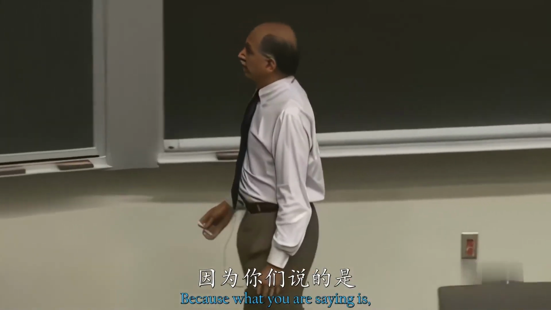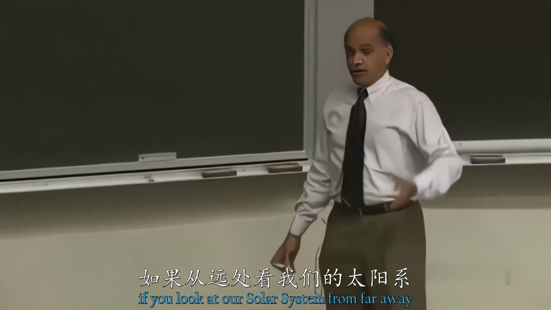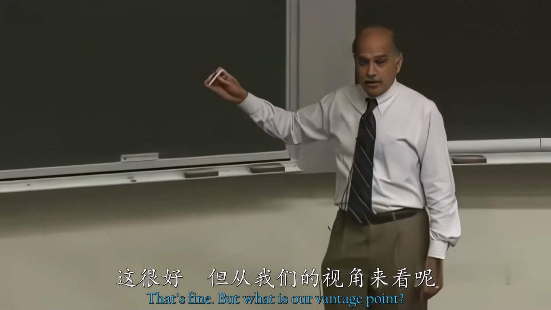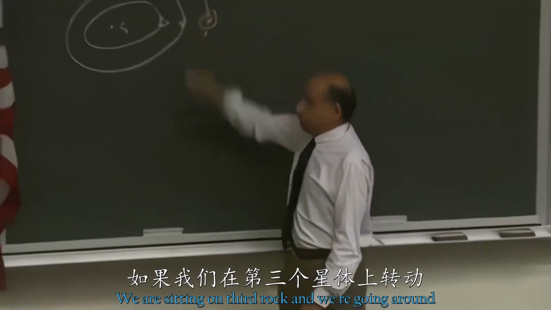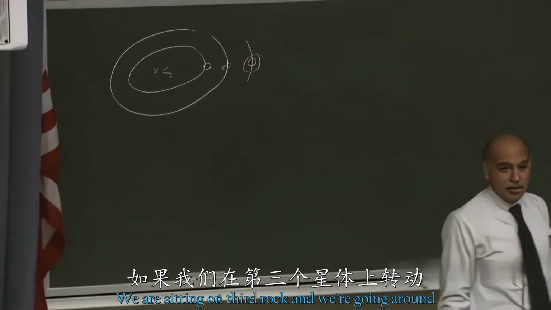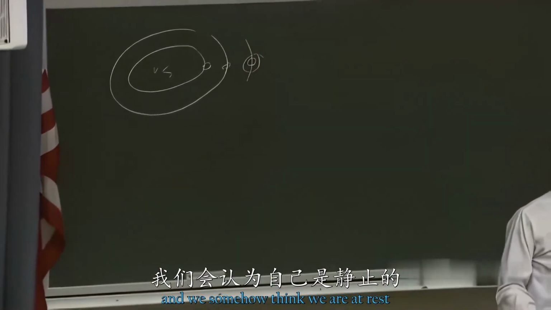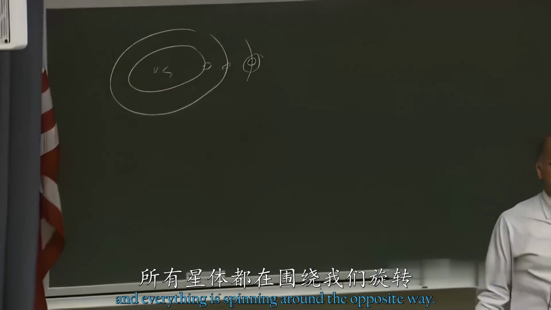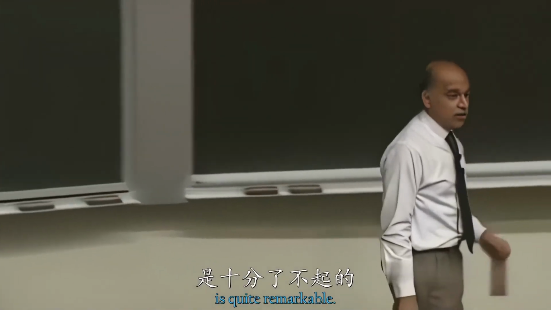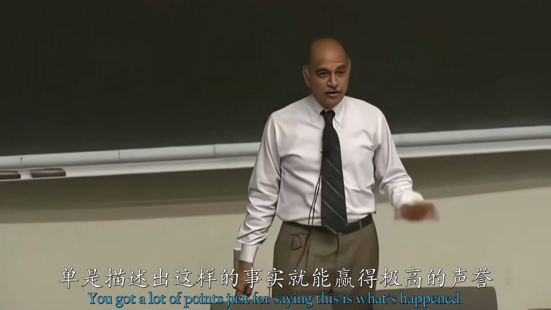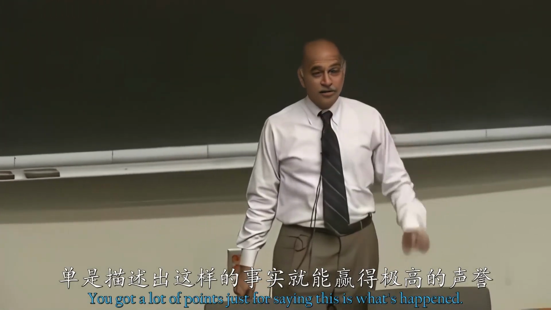Because what you're saying is, if you look at our solar system from far away, it's going to look like this. That's fine. But what is our vantage point? We're sitting on third rock, and we're going around, and we somehow think we are at rest. Everything is spinning around the opposite way. And to deduce from that chaos, this simple picture is quite remarkable. You get a lot of points just for saying this is what's happening.